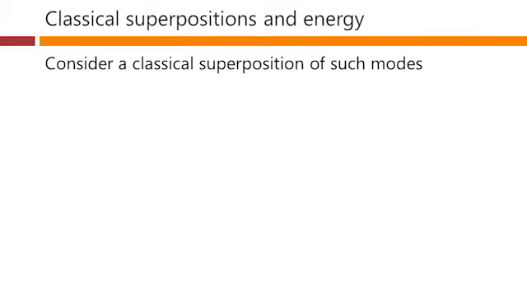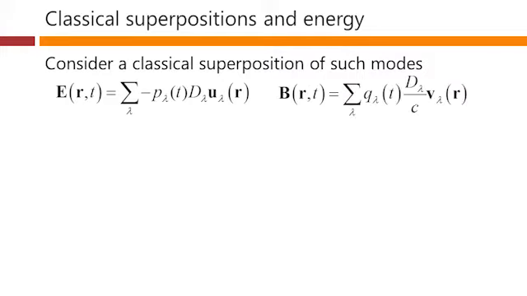Now, let's consider a classical superposition of such modes. So we're going to write some superposition summing over all the modes of the classical field here, and similarly of the magnetic field. And for the moment, these can be different functions for every mode. They can be different magnitudes, different coefficients in here, if you like.